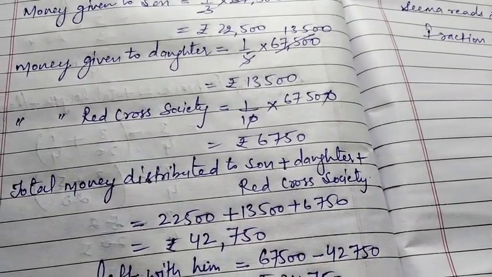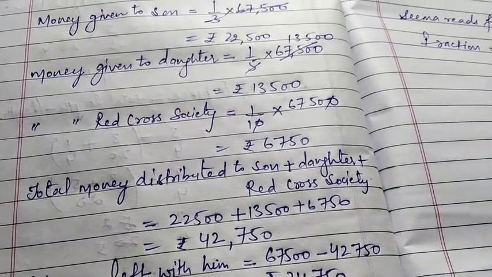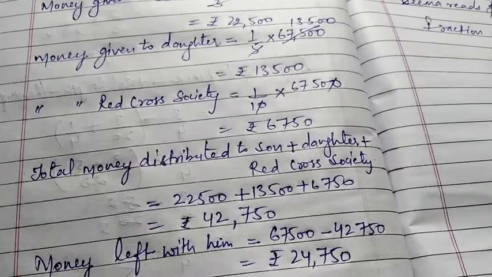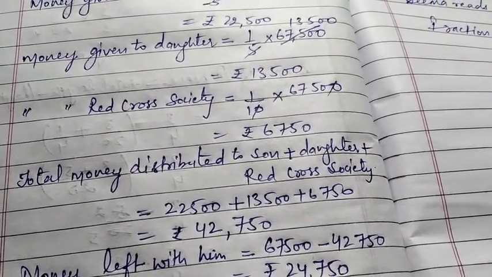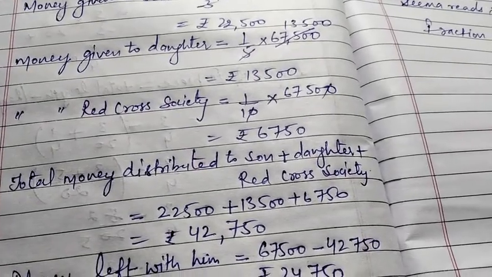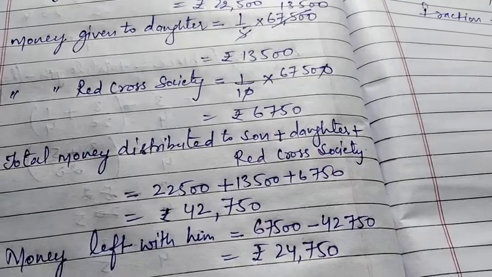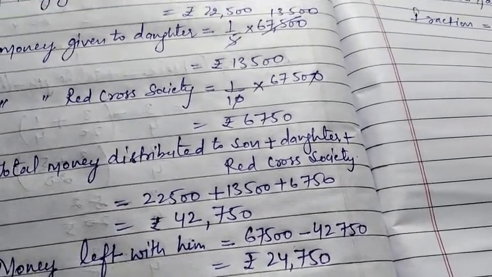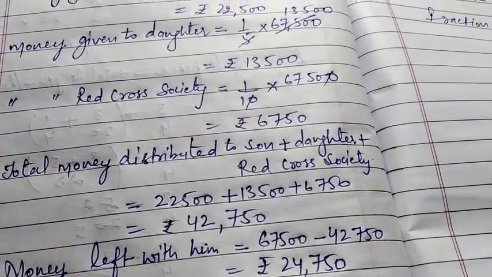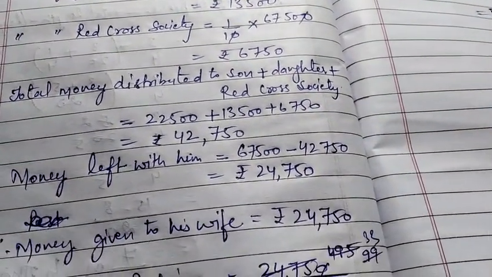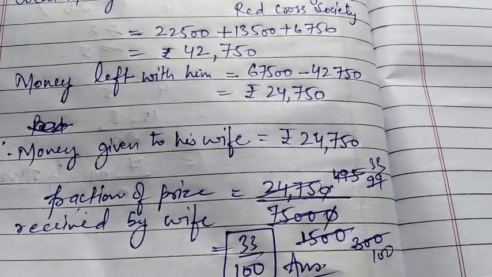So it was said, then the money which was left after giving to son, daughter and Red Cross Society, he gave to his wife. So that is why first I find out how much he gave to son, then daughter, then society. Add them all and then subtract it from the money he was having in his hand after giving to income tax. That was 67,500. So by subtracting we got 24,750. This is the money for his wife.